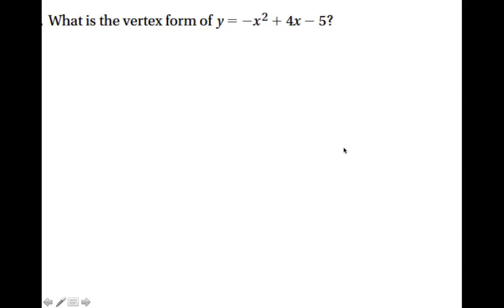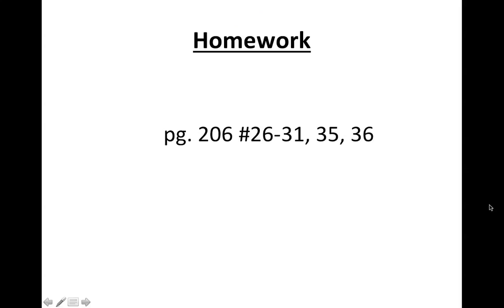So you guys go ahead, identify your vertex, and write it in vertex form. When you do that, you should get a vertex of 2, negative 1. So to write it in vertex form, we get y equals negative, parenthesis x minus 2 squared minus 1. And we'll be working on this in class tomorrow.